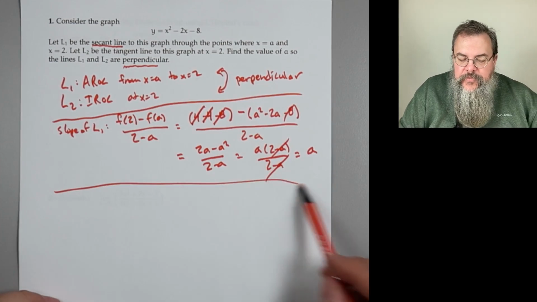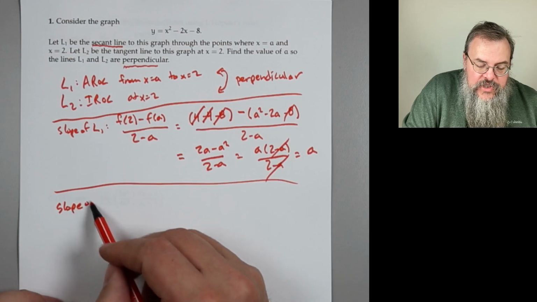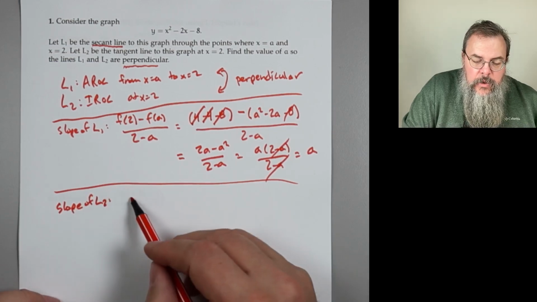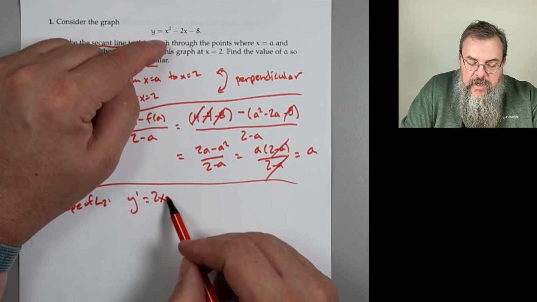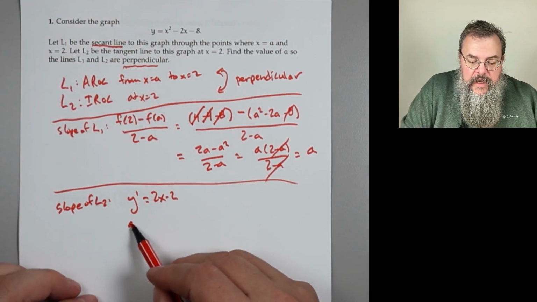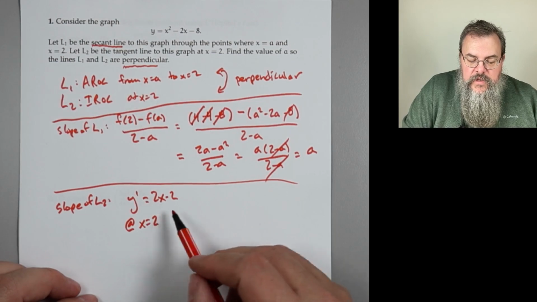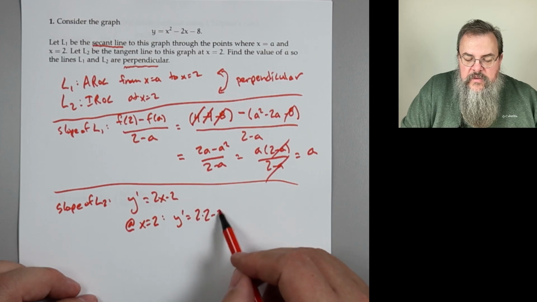Okay, now the slope of L2. Slope of L2, instantaneous rate of change. So what are we going to need? We're going to look at y prime. Take the derivative, 2x minus 2. Now we plug in 2. At x equals 2, y prime is 2 times 2 minus 2, which is 2.